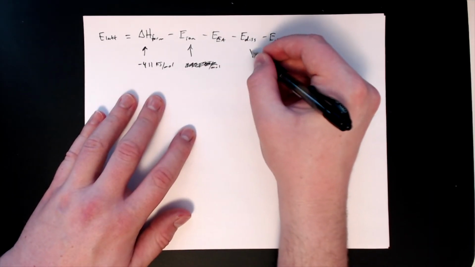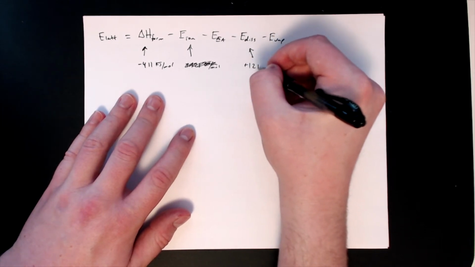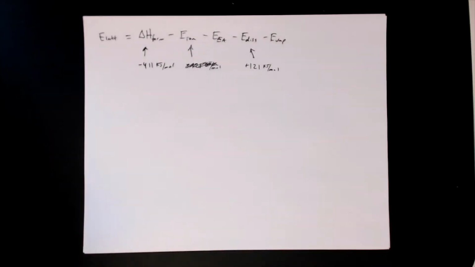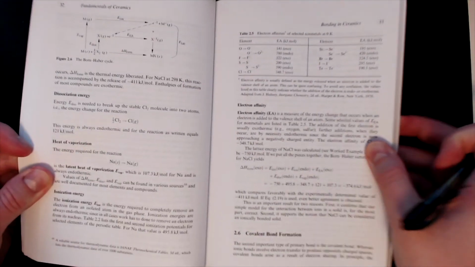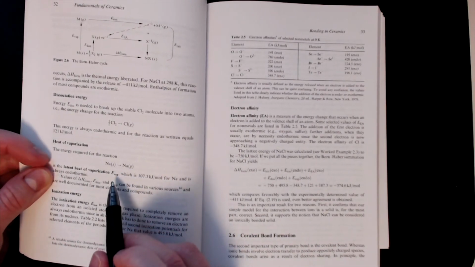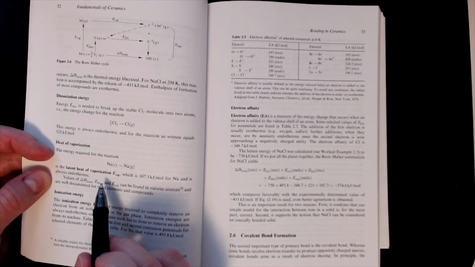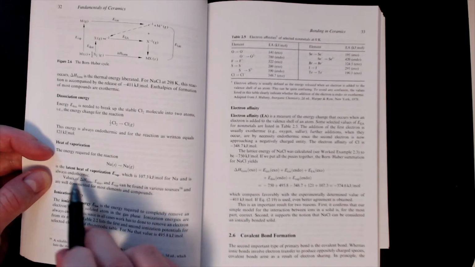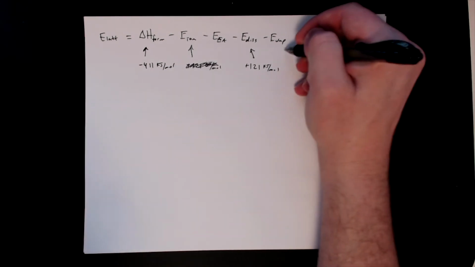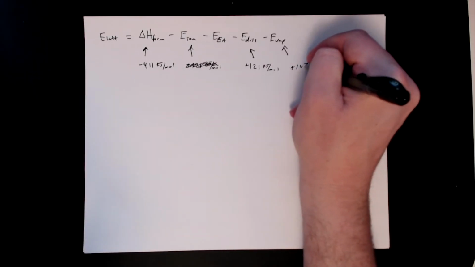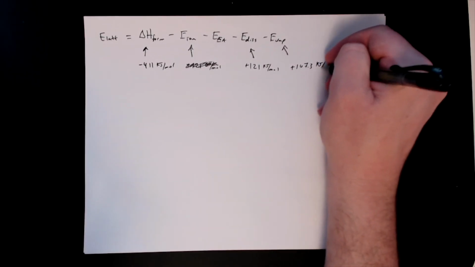So this is dissociation energy. I've got to make sure I keep track of them. All right, still going in the same order as the book here, if we look up the heat of vaporization, it's got that for us, latent heat of vaporization, listed as 107.3, and this is again endothermic, so it's a plus. So keeping track, vaporization, we've got plus 107.3 kilojoules per mole.